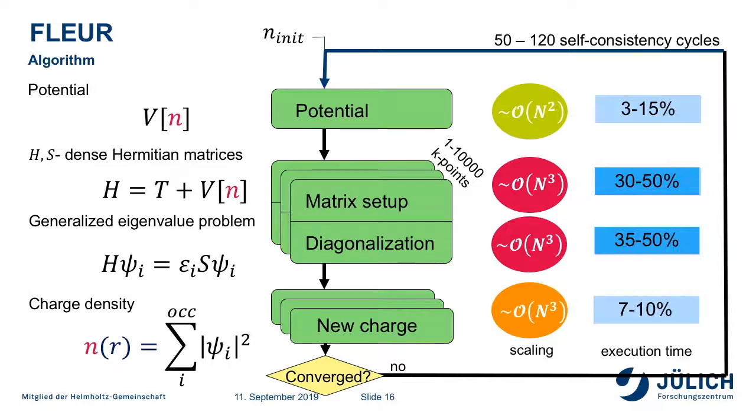Because if you distribute this task between several MPI processes, they don't need to communicate until they are done here, yeah? They need to communicate here. So it should be very efficient. And that is indeed the case in FLEUR.